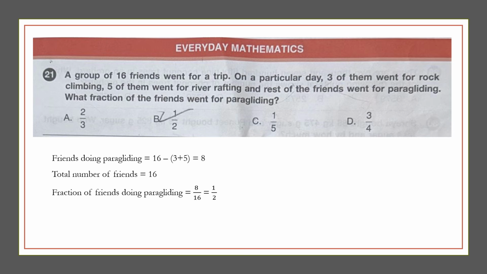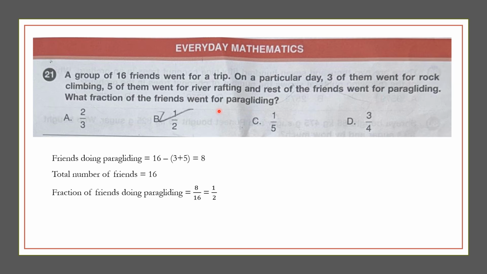Now we are in everyday mathematics section. Question number 21. A group of 16 friends went for a trip. On a particular day, 3 of them went for rock climbing, 5 of them went for river rafting, and rest of the friends went for paragliding. What fraction of the friends went for paragliding?